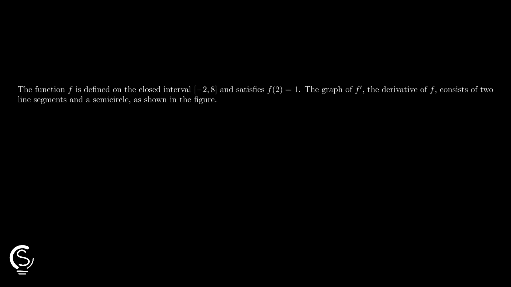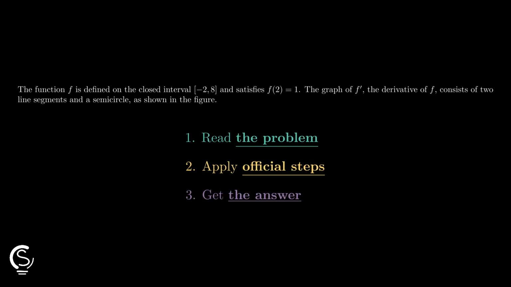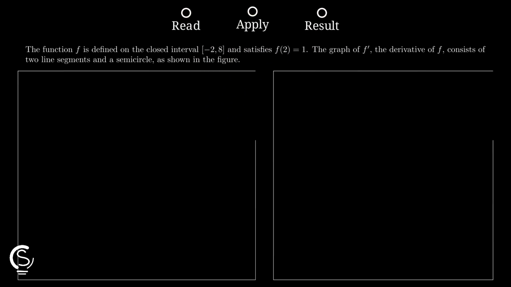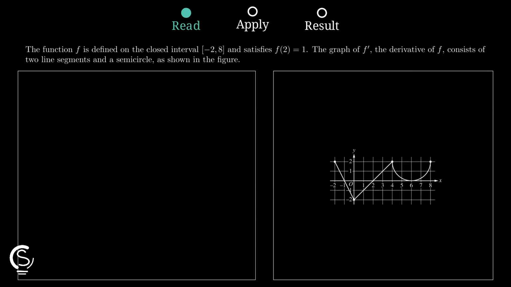Let's level up. A. At x equals 6, the graph of f prime does not cross the x-axis. It remains positive on both sides. So there is neither a relative maximum nor a relative minimum.